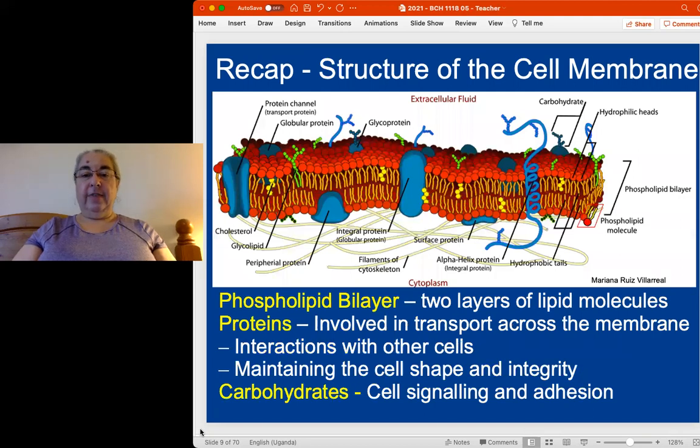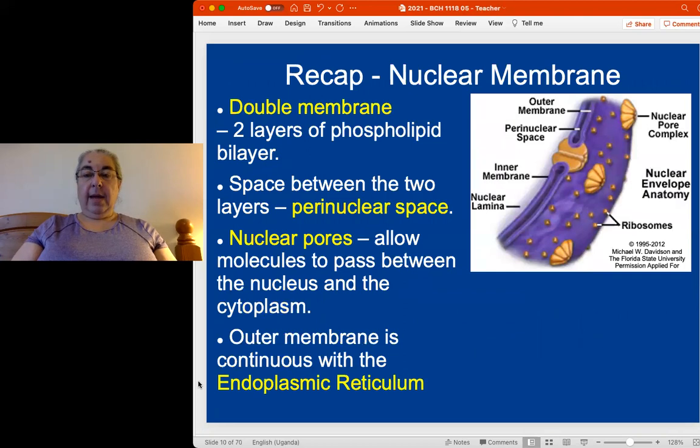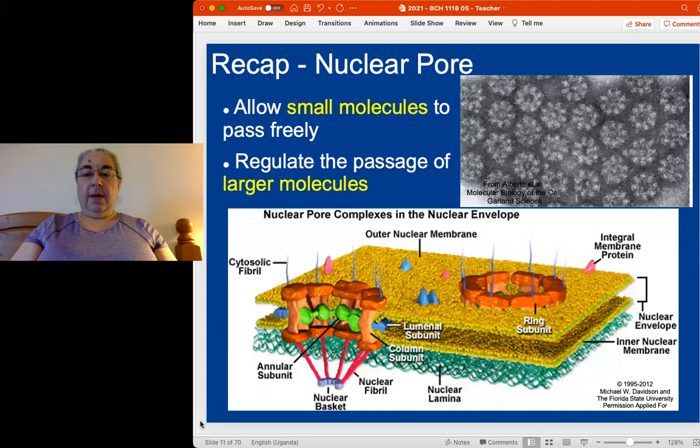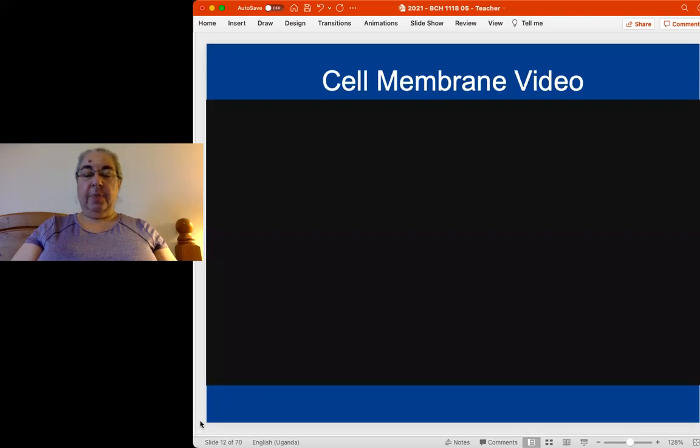Okay, so again, you've seen this before. This is what we've talked about before about the structure of the cell membrane, and we'll be going on to look at this in a lot more detail in a minute. And the nuclear membrane, just to remind us what we already know, the double membrane with nuclear pores through it. We'll be looking at this in a bit more detail next time, I think. So that's just to remind us of a nuclear pore.